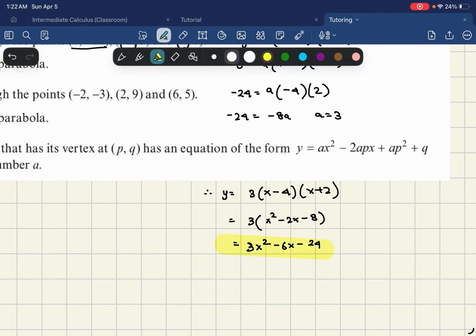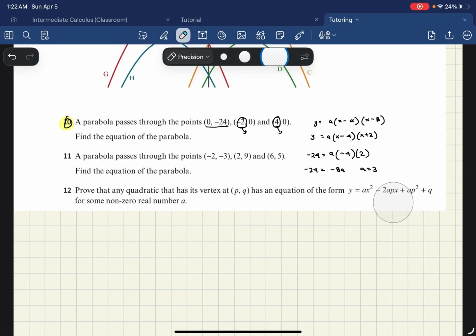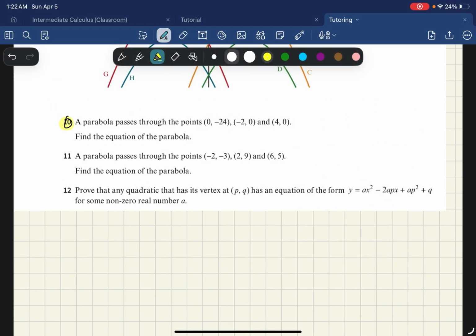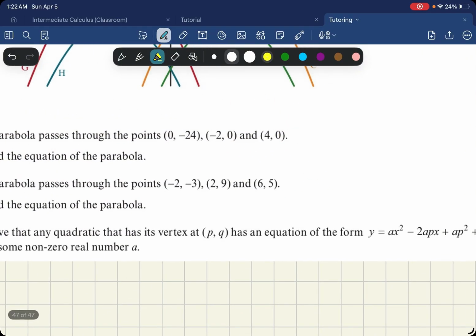That is the equation of your parabola. So we are done with question 10. Question 11. So it's the same style of question, but this time we don't have the roots, right?